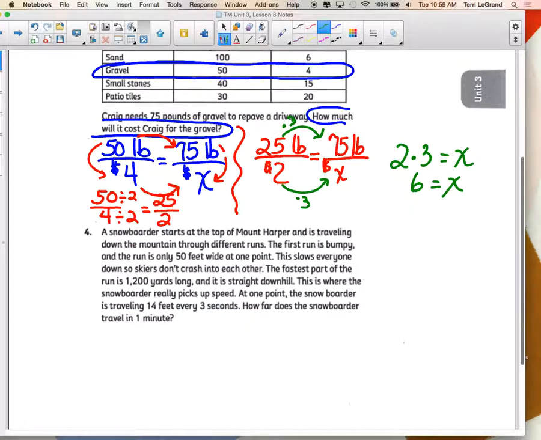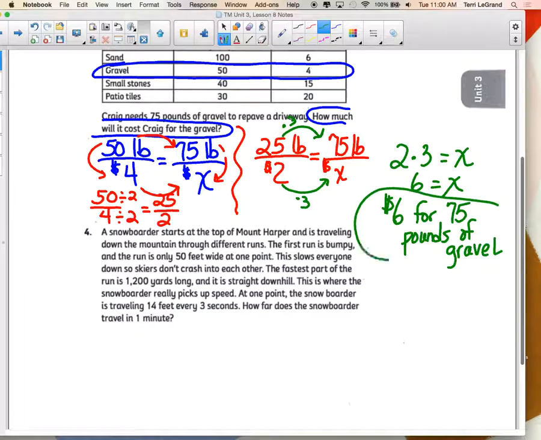Tyler, $6 is gonna be the cost of 75 pounds. Okay, $6 for 75 pounds of gravel. $6 for 75 pounds of gravel.